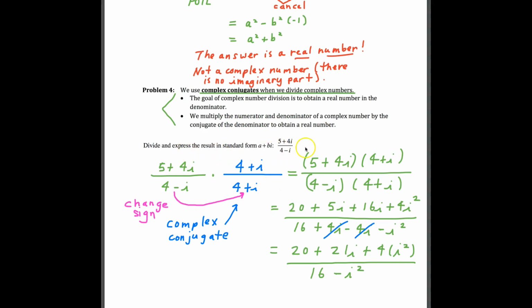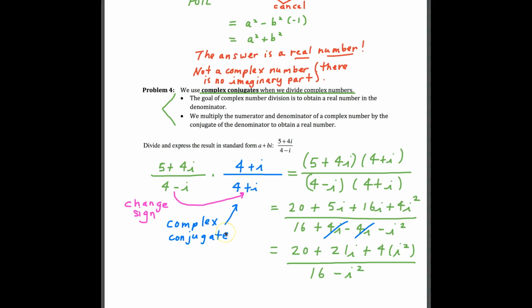Suppose we'd like to divide 5 plus 4i by 4 minus i. I'm just going to write down the problem, and then I'm going to multiply by the complex conjugate on the top and the bottom. Remember, this is just multiplying the original fraction by 1, so it's really not changing the problem.